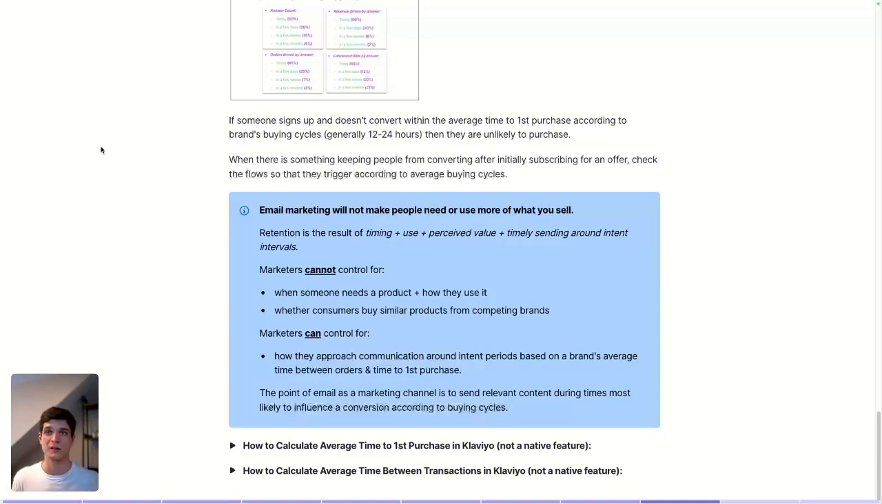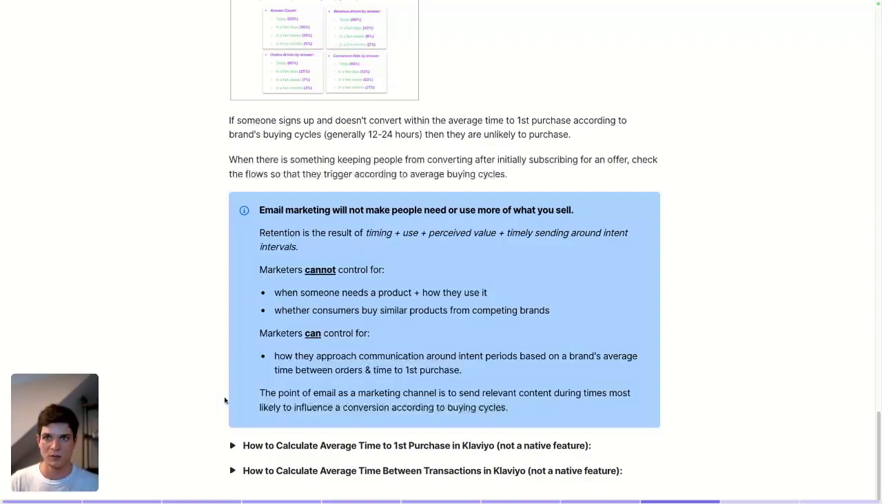They do. No one wants to talk about that, but the reality is in e-commerce, consumers will buy product from competing brands to see which one they like and which ones they want to stick with. And really in e-commerce, people are more loyal to discounts and the lowest price that meets their quality standards than they are to brands, with the exception of maybe 50 to 100 legacy brands. But what marketers can control for is how they approach communication around intent periods based on those average buying cycles. And the point of email as a marketing channel is to send relevant content during those times that are most likely to influence a purchase.